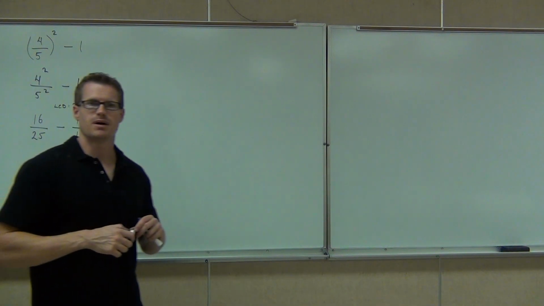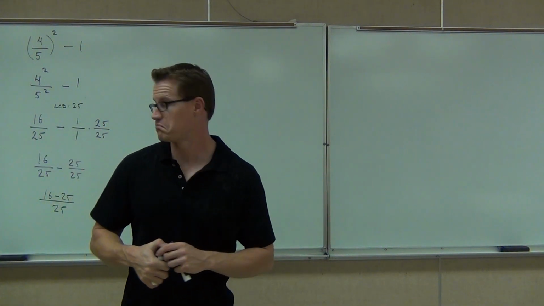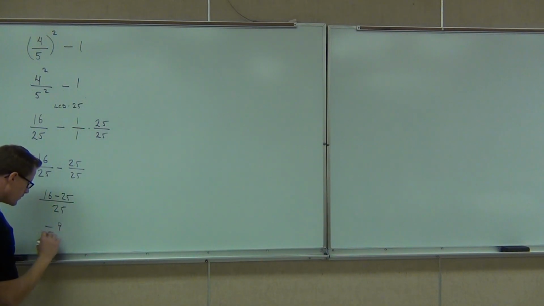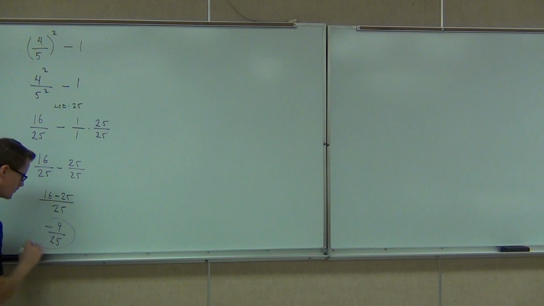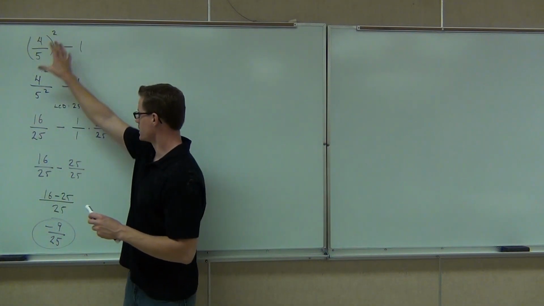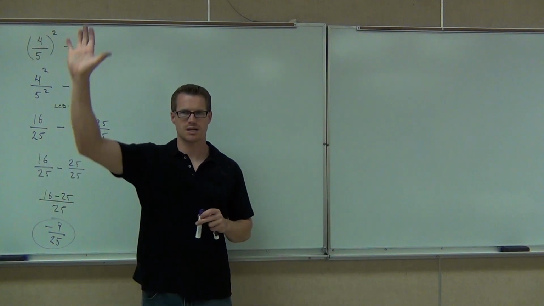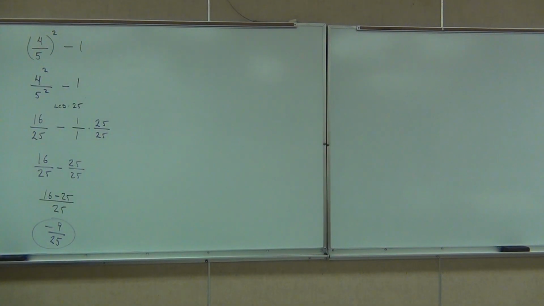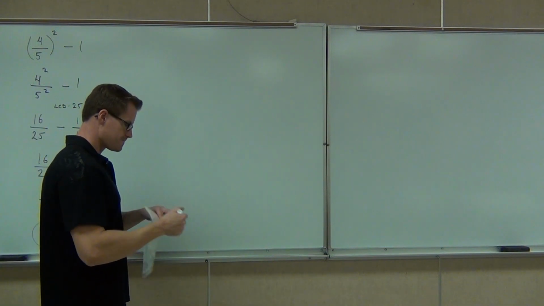How much is 16 minus 25? That's it, as far as we can go. So we know that this expression is equal to negative 9 over 25. How many people feel okay with this exponent stuff? Let's move on. So we're moving on here. We got some exponents. We know how to deal with those now.